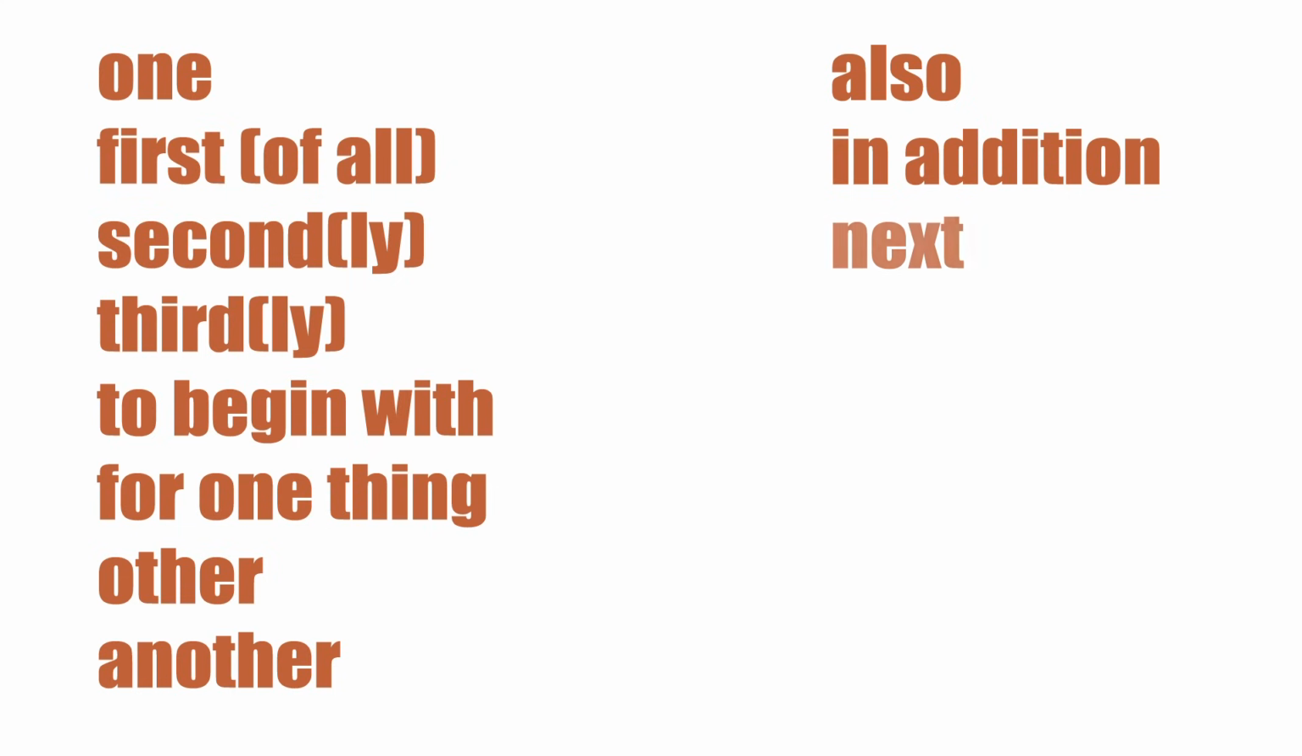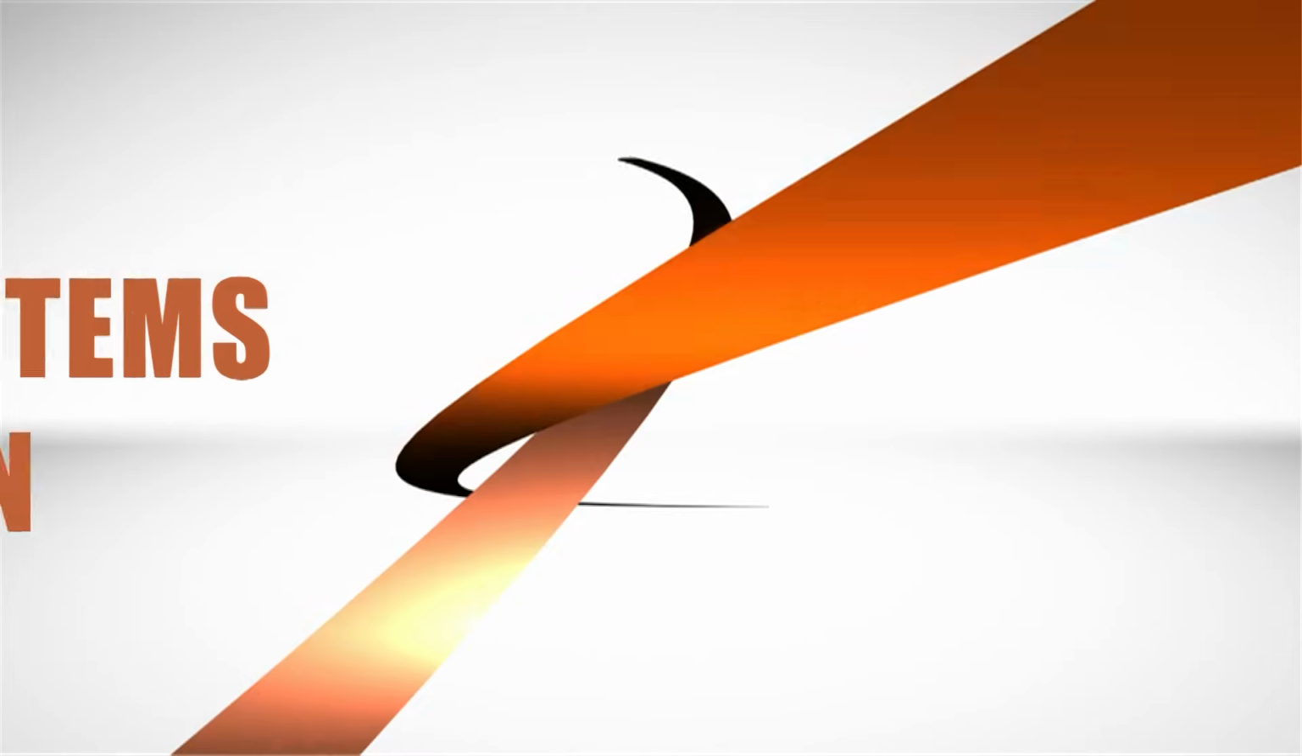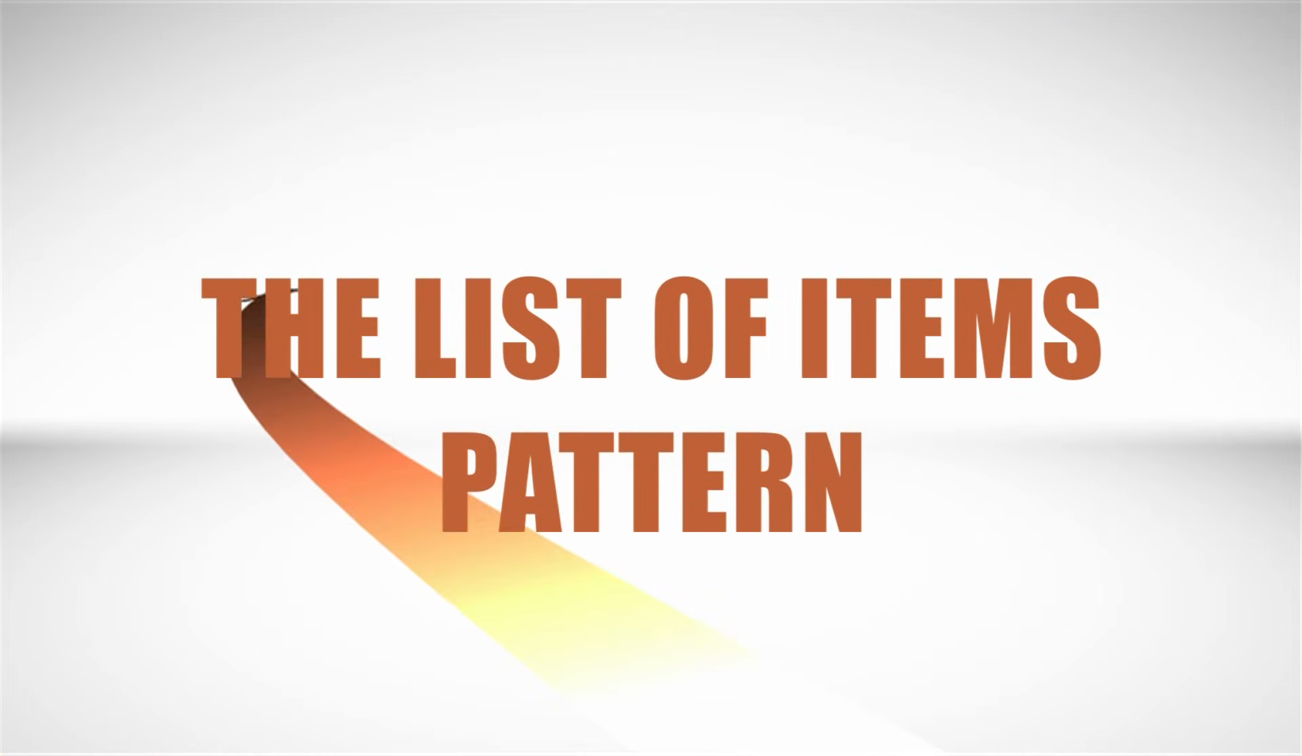1. First or first of all. Second or secondly. Third or thirdly. To begin with. For one thing. Other, another. Also, in addition. Next, moreover. Further, furthermore. Last or last of all. Final or finally. Addition words are used in a pattern of organization called the list of items pattern. In this pattern, each of the major supporting details is introduced by an addition word.